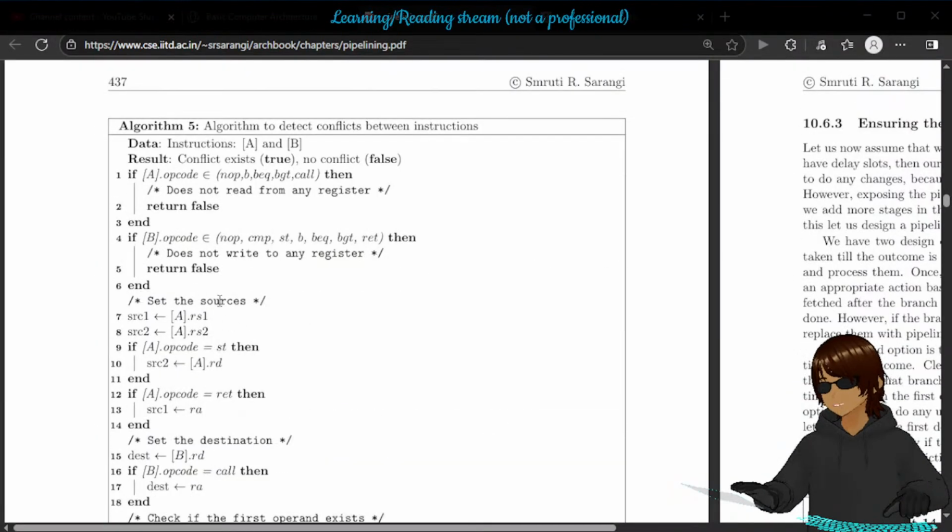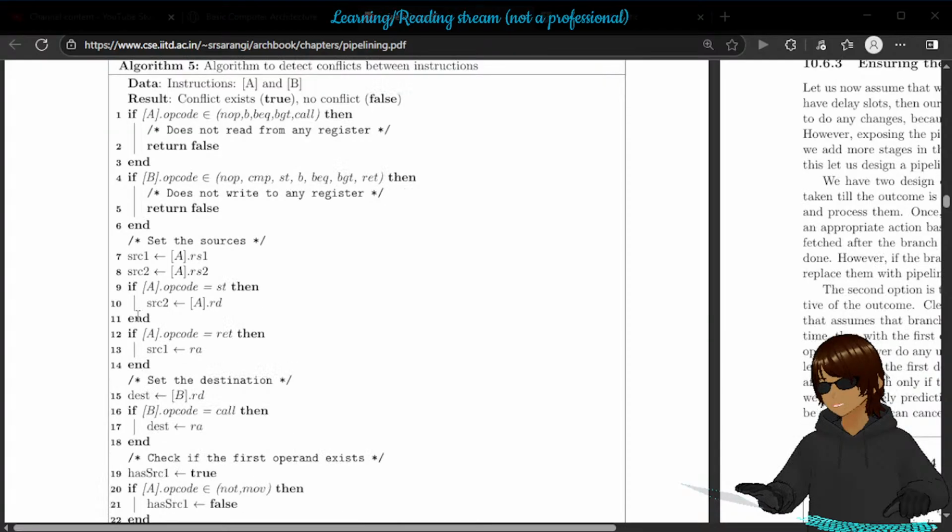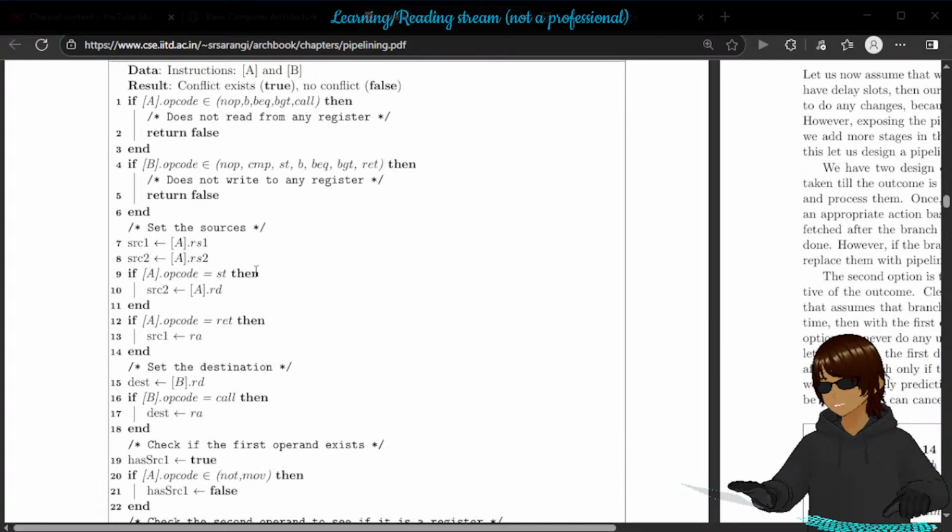Set the sources, source 1 and source 2. If the opcode is store, then the source is the destination register. If the opcode of A is a return instruction, then source 1 is the return address.